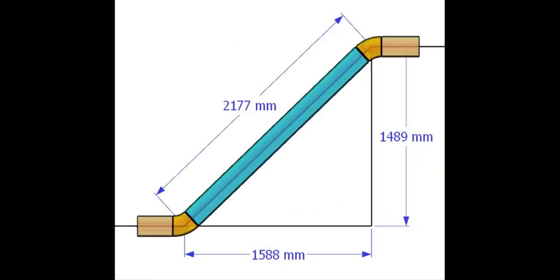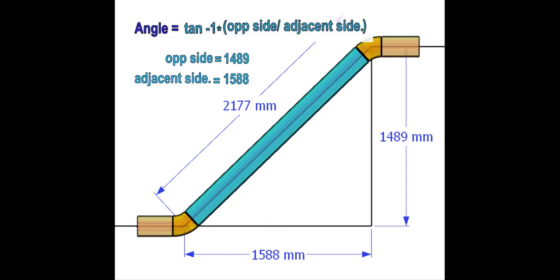Let us calculate the including angle. See the formula. Opposite side divided by adjacent side, and then press the shift tan.